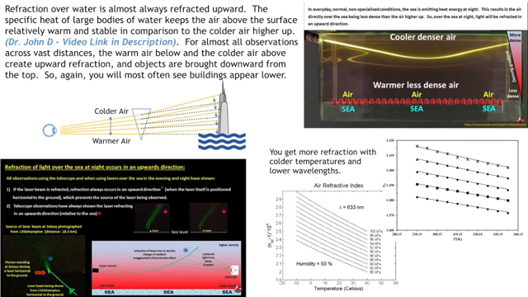So again, you will most often see buildings appear lower than they actually are. And you can see the diagram of what that downward refraction would be like with an inverted prism, essentially. And again, most all laser experiments above large bodies of water show upward refraction of laser light. And you can see somewhat the effect of a laser light being shot through a cooler, denser air medium above with a warmer, less dense air medium below. And again, you can see how it refracts upward.